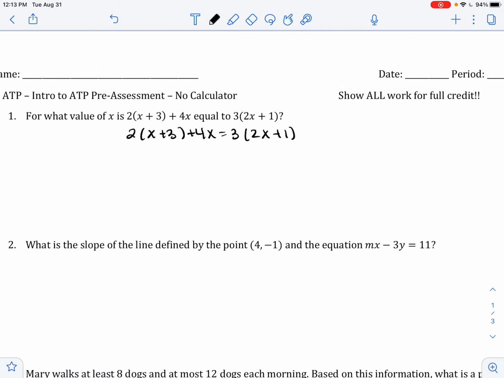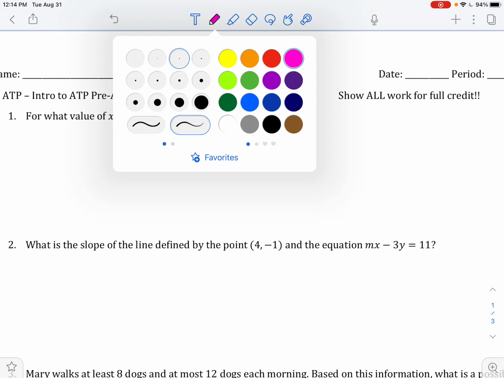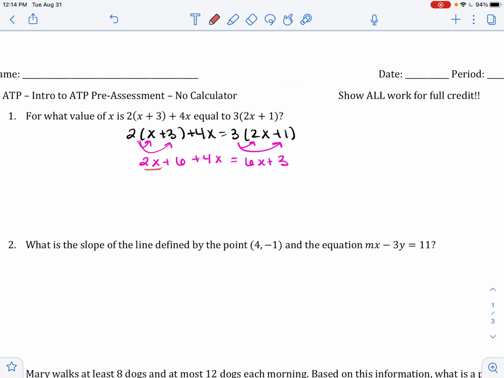We see that there's some distribution that needs to happen. So 2 needs to get distributed into the quantity x plus 3. It gives us 2x plus 6, and then we have the plus 4x. On the right-hand side, 3 needs to get distributed into the quantity 2x plus 1. That gives us 6x plus 3. On the left-hand side, we do see some like terms, so that 6x plus 6 is then equal to 6x plus 3.